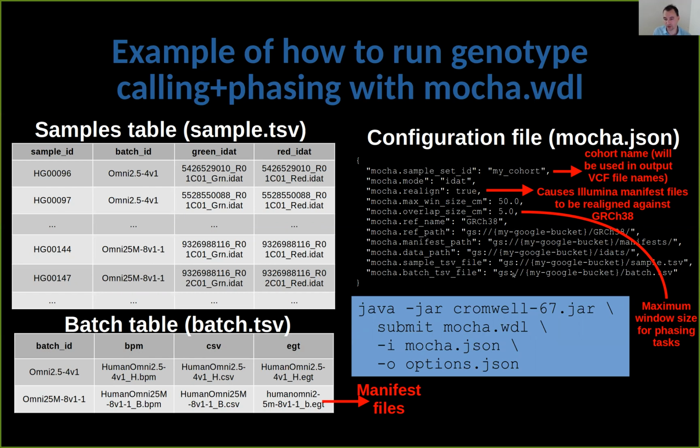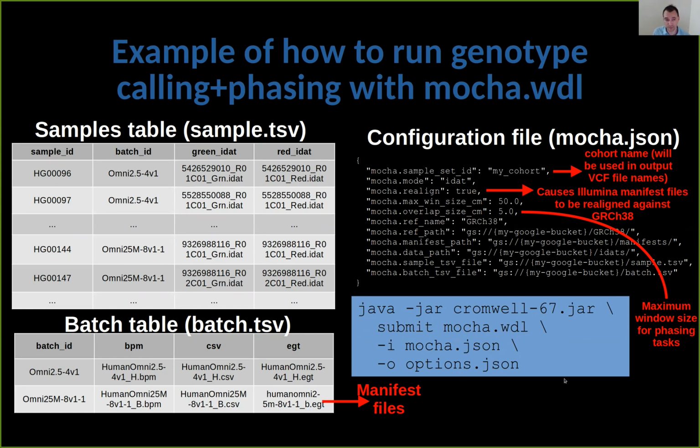And then after that, we need to provide file URL addresses for where to find all the files for the human genome reference, for the Illumina manifest files, for the IDATs, and also for the 2 tables. And that's it. Once we have these 3 files, we can just submit the MoChA WDL together with the configuration file into the Cromwell server with a command like that.